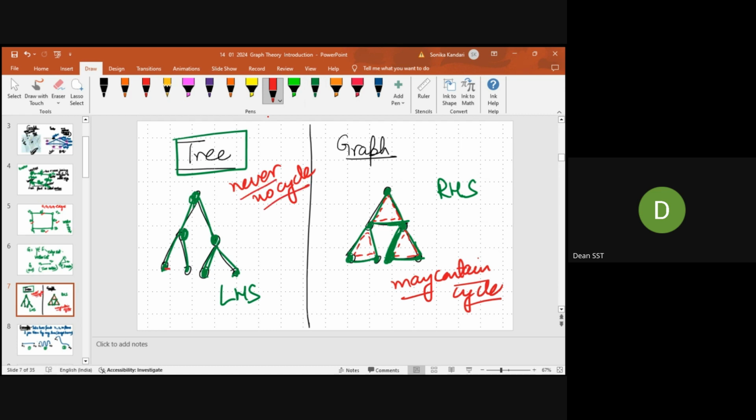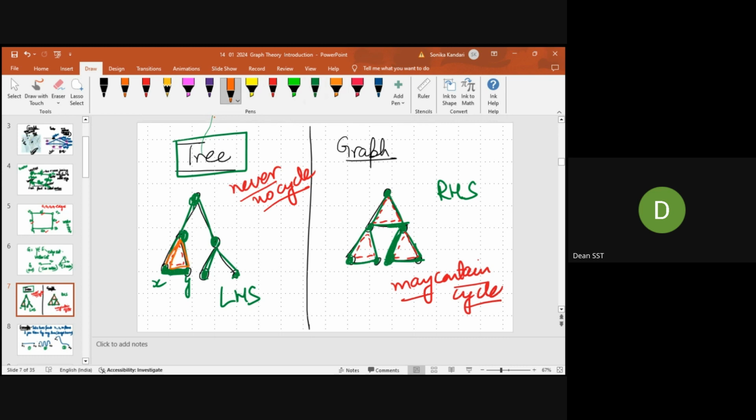If I create a cycle here by joining these two vertices, suppose this is x and y. I have joined x and y. Now there is a cycle formed. So this tree is now not a tree. It is now a graph. Is it clear, class? Yes, ma'am. It is a graph. Is it clear? Yes, ma'am.